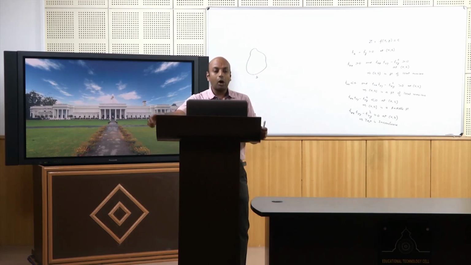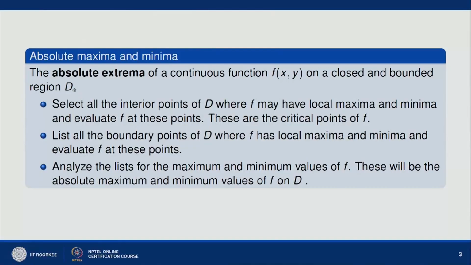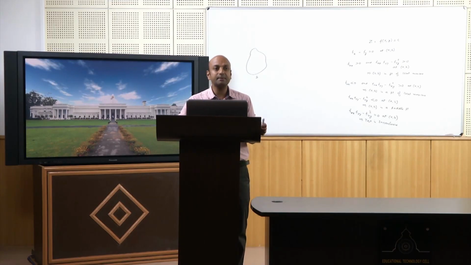Now how do we find absolute maxima and absolute minima if we have a closed and bounded region D? Suppose we want the absolute extrema of a continuous function f(x, y) on a closed and bounded region D. We first select all the interior points of D where f may have local maxima and minima and evaluate f at these points. These are simply the critical points of f. The first step is this.